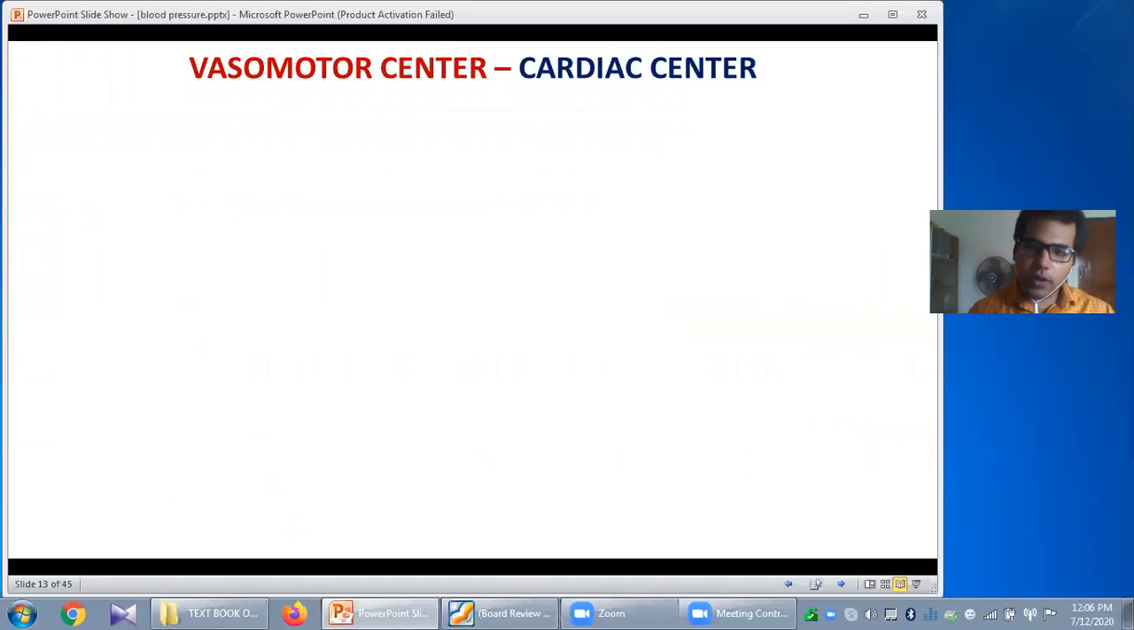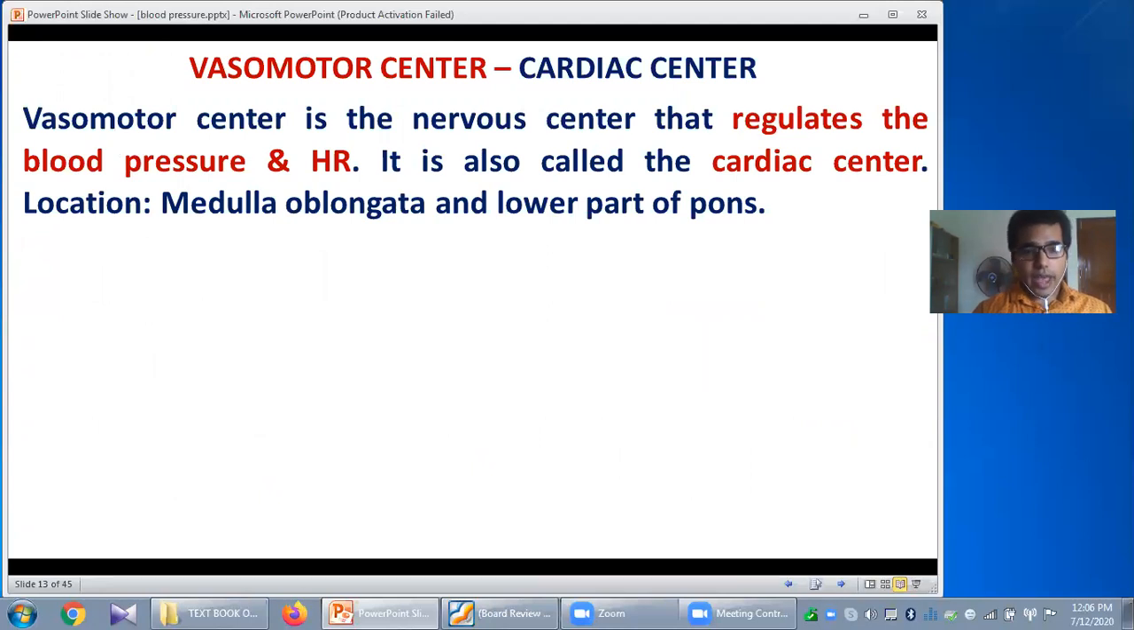Now, before discussing the main scenario of the baroreceptor feedback mechanism, we should learn some important things involved in its regulation, like the vasomotor center. I have already told you the center which regulates the baroreceptor's activity is called the vasomotor center, or another name, the cardiac center. They are located in the medulla oblongata, or in the brain stem, that is the medulla oblongata and lower part of the pons.